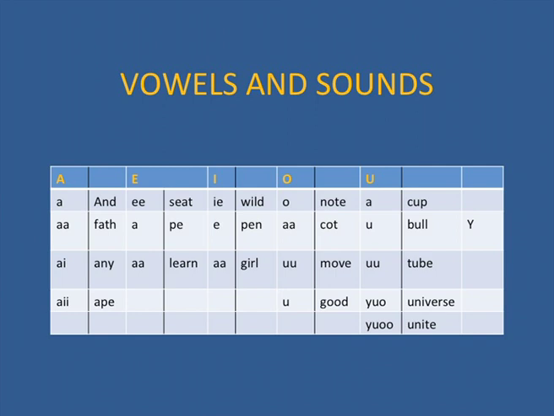Here also you can see some of the pronunciations of the letters E, O and U are the same. So, as a learner of the English language, you have to make a distinction about all these things. U and U. For example, cup, bull, tube, universe, unite, etc. So, this is the one distinction of vowels and sounds.